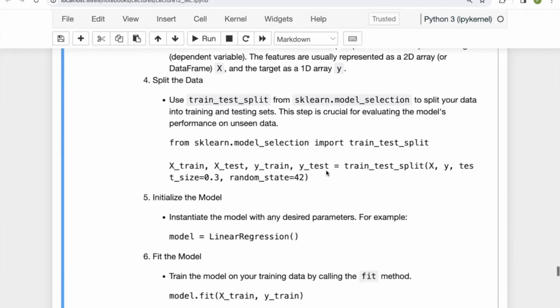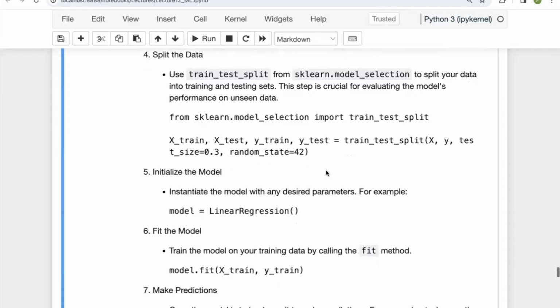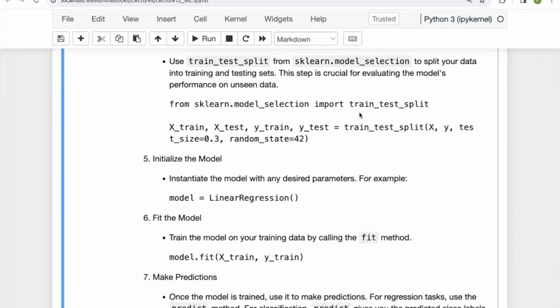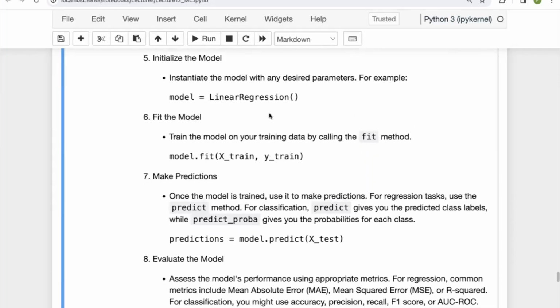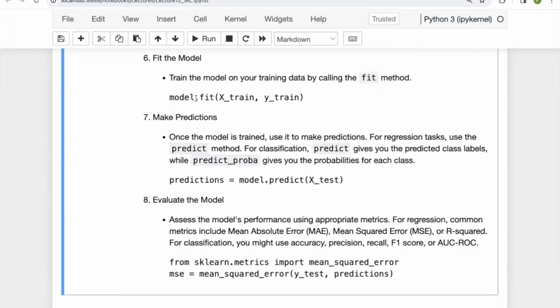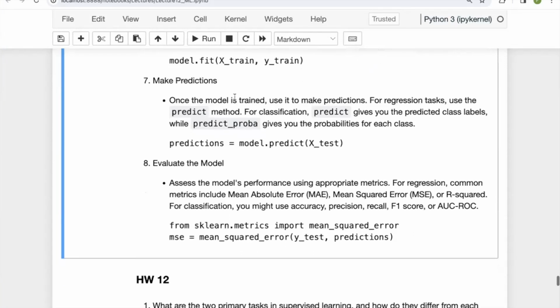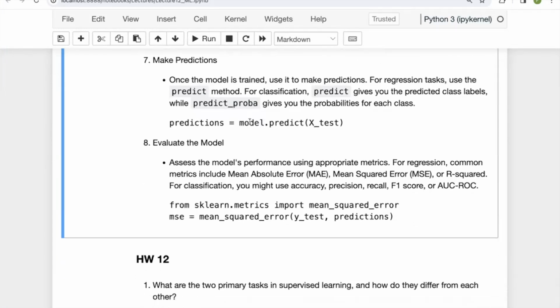Step 4 is to split the data so that we can measure the generalization performance, and for that we can use scikit-learn's model selection, and then we use train test split. Remember, this model is a class, so you have to now instantiate this and create an object. This object is equipped with a method called .fit, where you have to provide your training data. And finally, once you train your model, you can use .predict method and provide these testing data points to get predictions.